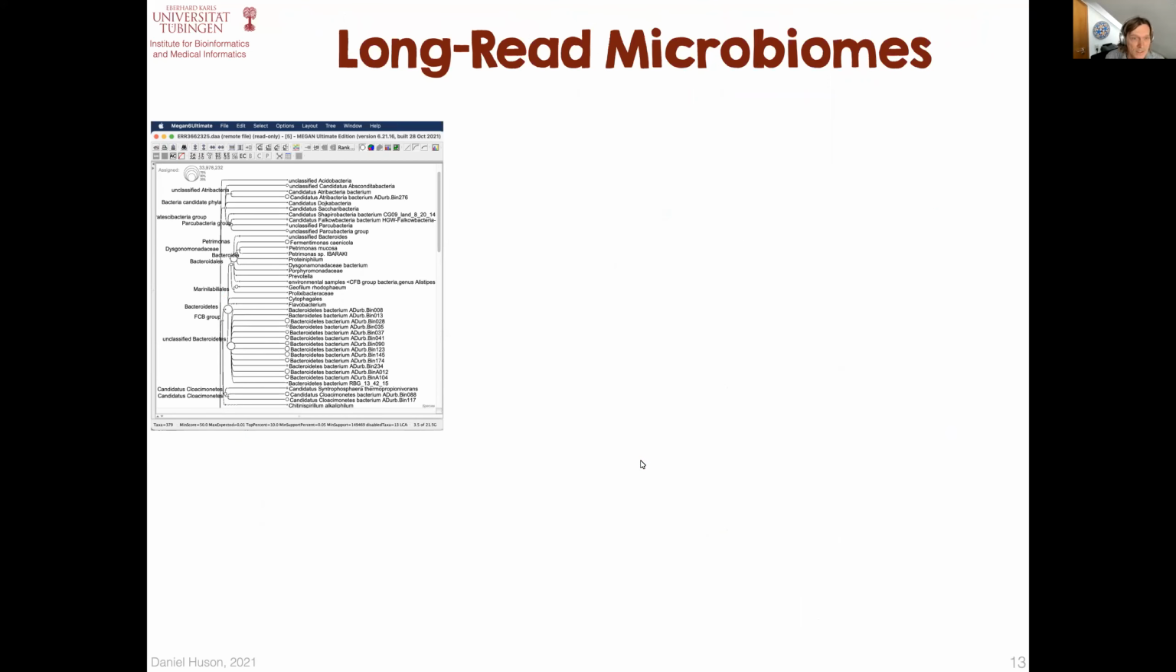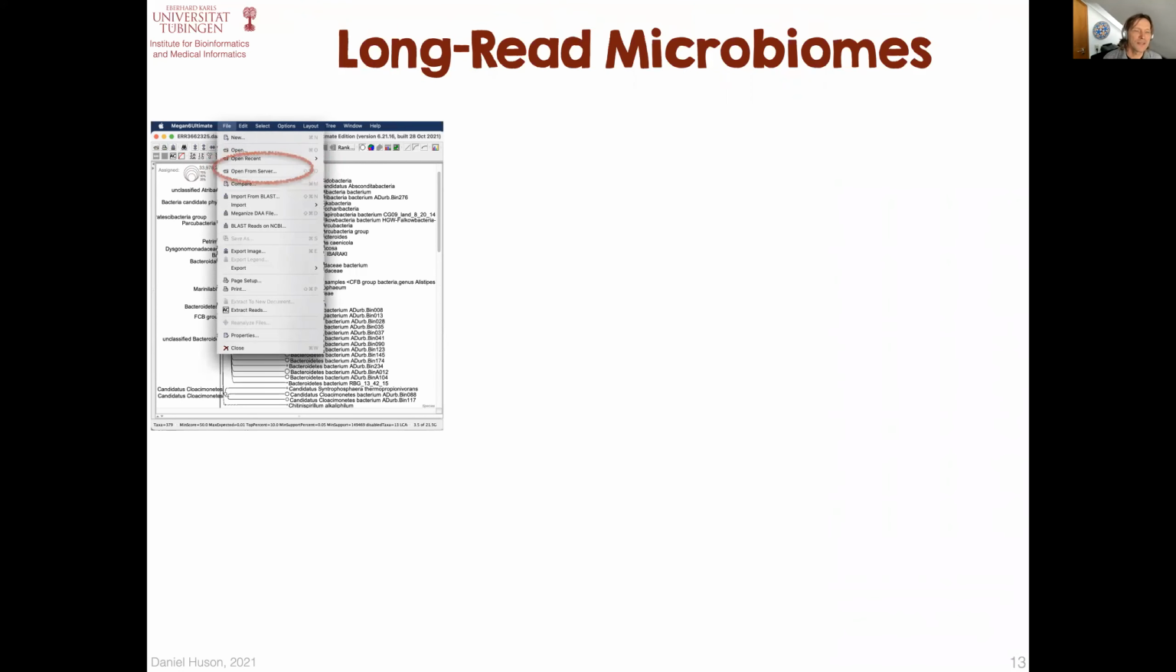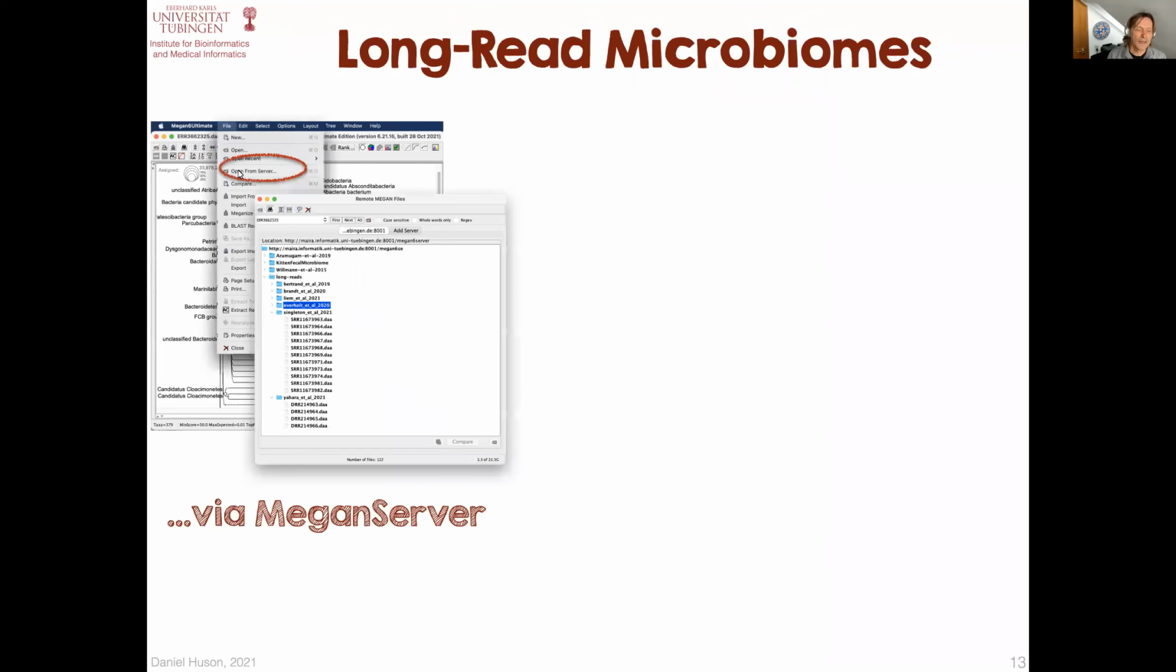Okay, so long read metagenomics. If you want to explore this, we've put together a resource to make it easy for people to look into long read microbiome analysis. If you fire up Megan and click on the file menu, then on about the 4th position, there's something called open from server. That allows you to open files that are being served from somewhere. We have multiple servers that we run in different projects with people, but we also have a public server that is pre-configured in Megan, so anybody can open this.